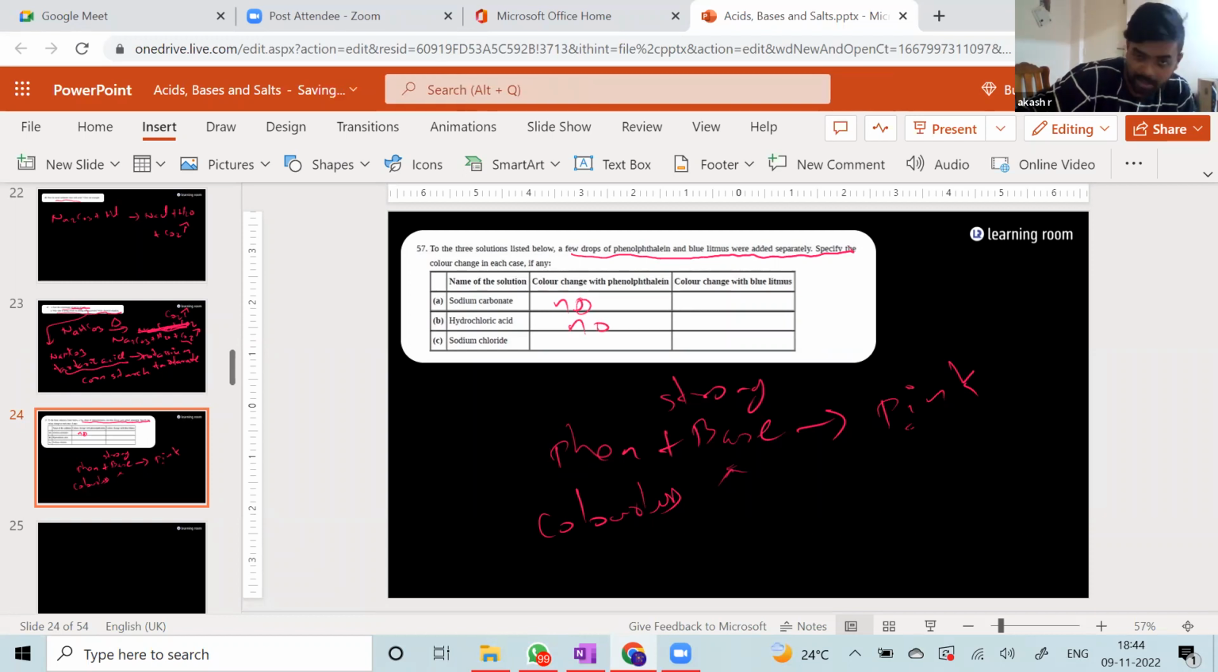Hydrochloric acid, again, it's an acid, no change. Sodium chloride is neutral, so again nothing is going to happen. Fine. Now the color change with blue litmus. Sodium carbonate, again nothing will change. Sorry, hydrochloric acid is going to give me red color, because acid changes blue to red. And sodium chloride, again, no change.